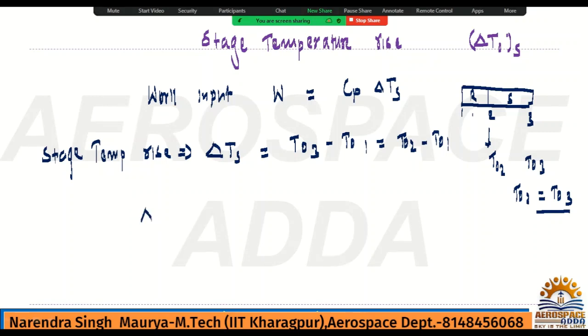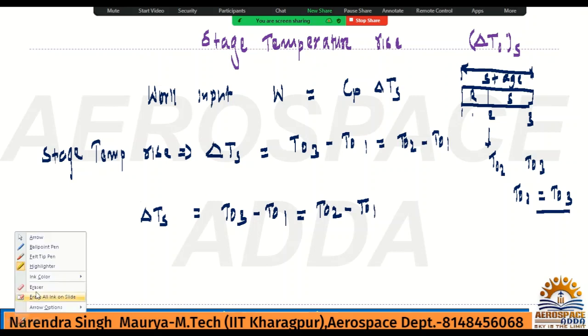So what is delta Ts? Delta Ts is the stage temperature rise, and this is nothing but T03 minus T01, because 1 to 3 is nothing but the stage. T03 is also T02, since total temperature must be constant. So T03 minus T01 is equal to T02 minus T01. This is the delta Ts. Need to remember this.